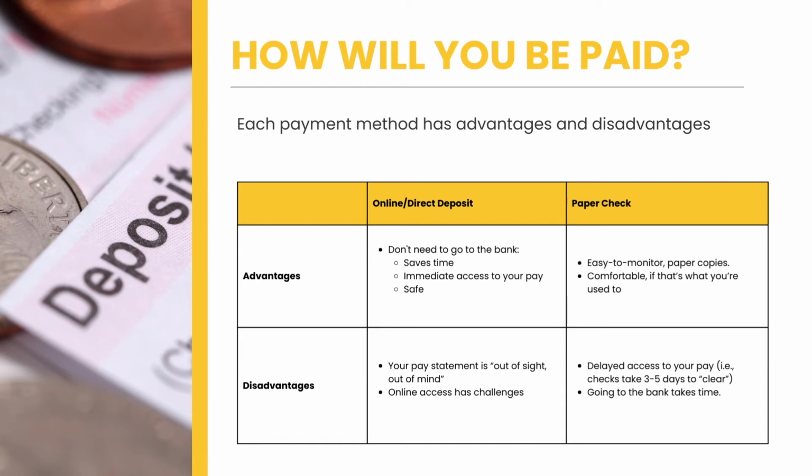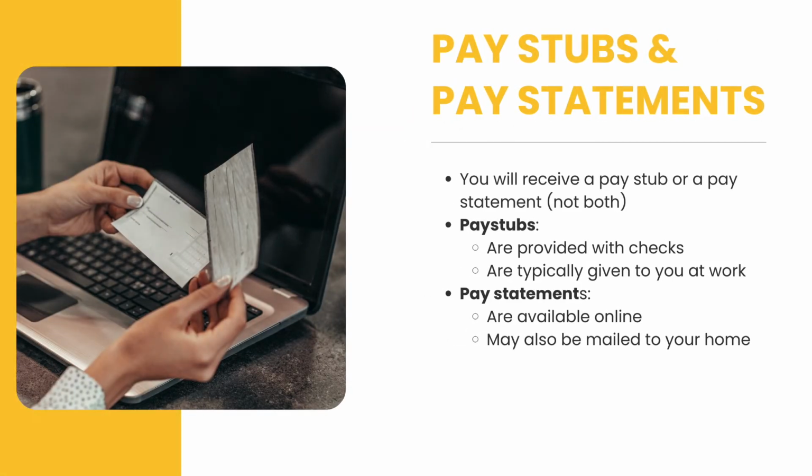Okay, so now before we move on, let's just summarize what we just talked about. Depending on how you're paid, you're going to receive a pay stub or pay statement. These contain the same information. They only differ on how they're delivered to you. Pay stubs are given to you if you're given a physical check and they're attached to your check, while pay statements are given to you if you're paid online via direct deposit.